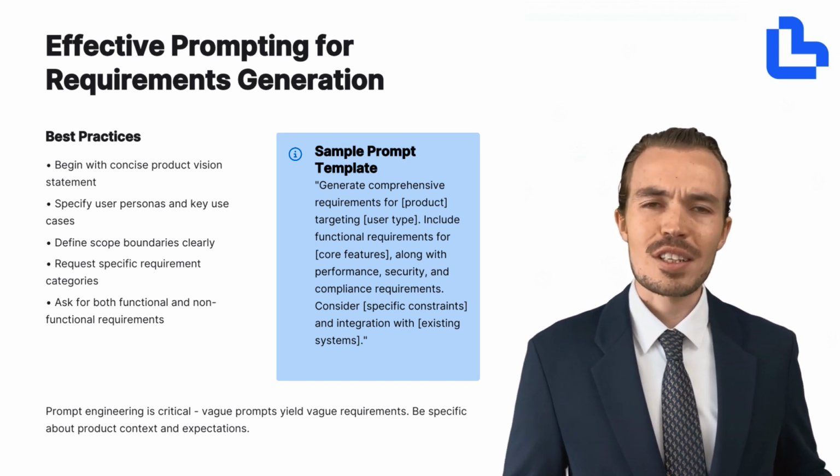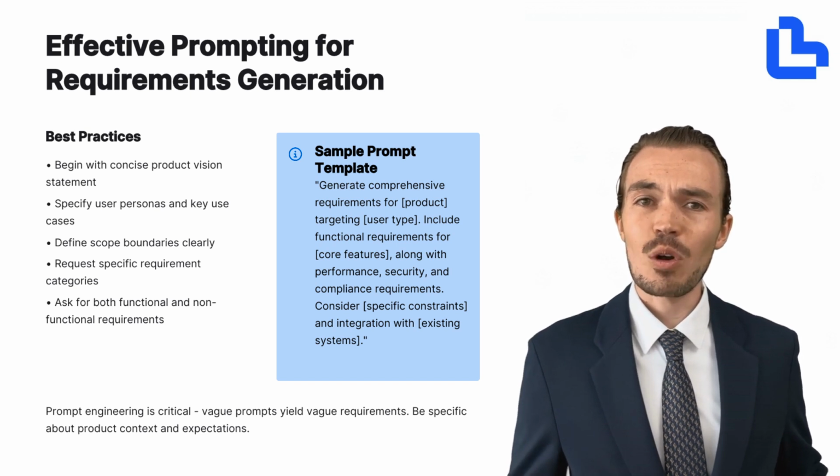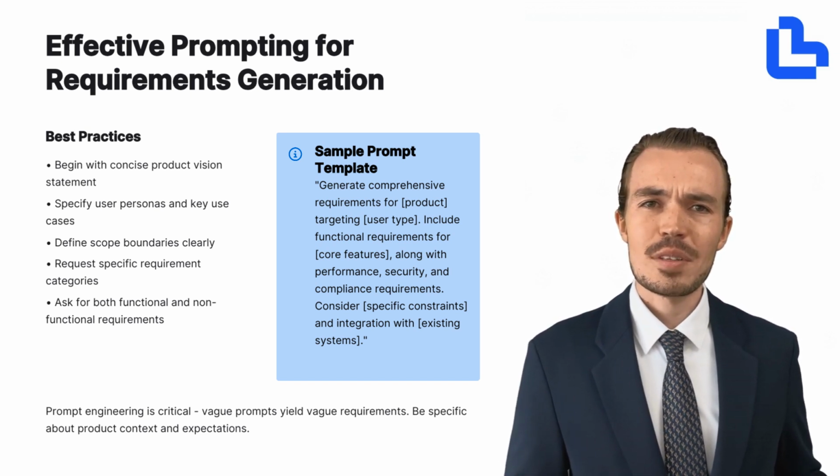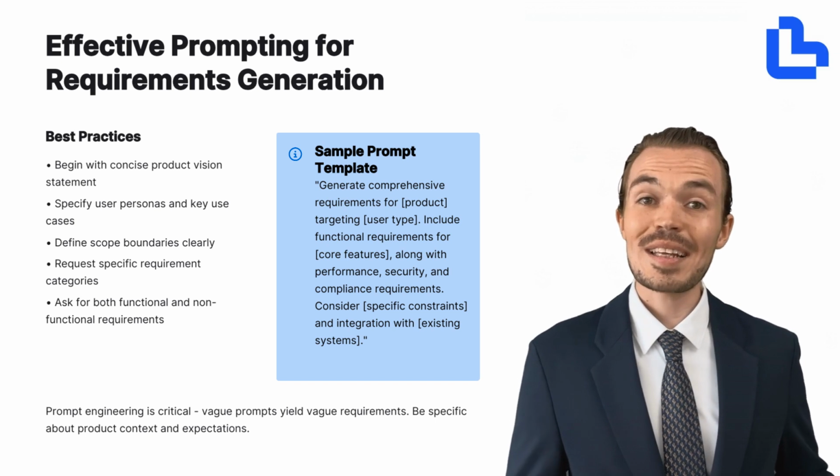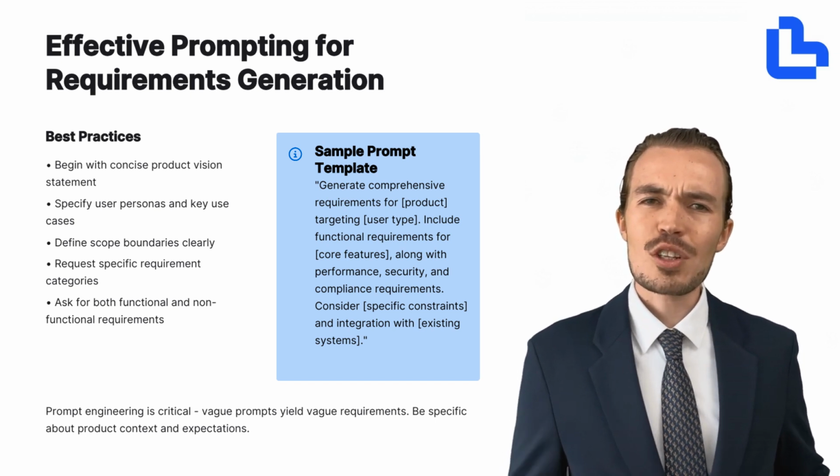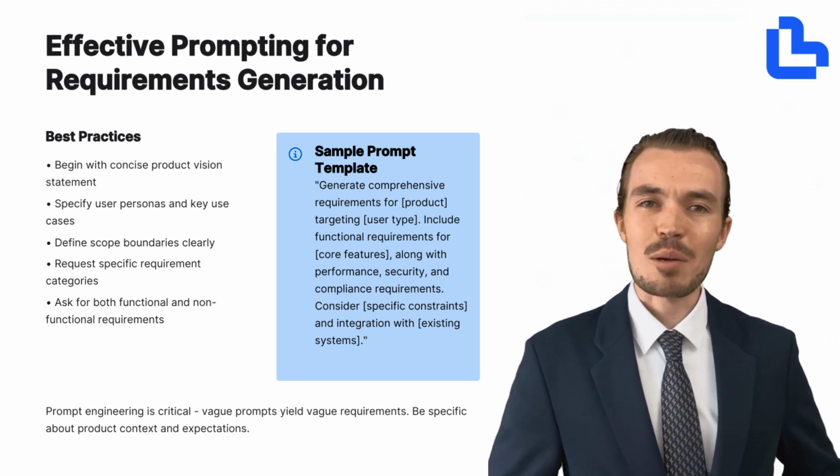It's also important to clearly define the scope boundaries. What's in scope, and just as importantly, what's out. This prevents the AI from generating irrelevant or overly broad requirements. Be sure to request specific categories of requirements: functional, performance, security, compliance, and so on. The more structured your request, the more structured the output will be.